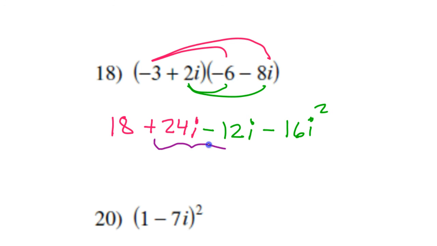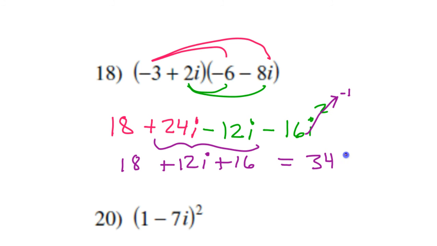All right, combine these like terms, and you're going to get 12i. Bring down your 18. i squared is negative 1. That's going to change this negative 16 to a plus 16. All right, 18 plus 16. So that's going to give us 34 plus 12i.